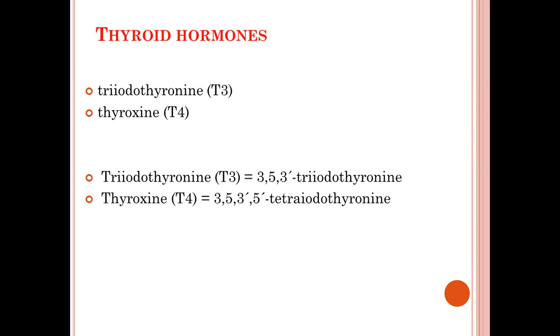We have two types of thyroid hormone: triiodothyronine, which is abbreviated as T3, and tetraiodothyronine or thyroxine, which is abbreviated as T4. The chemical structure is 3,5,3' for triiodothyronine, the T3, and 3,5,3',5' for tetraiodothyronine.